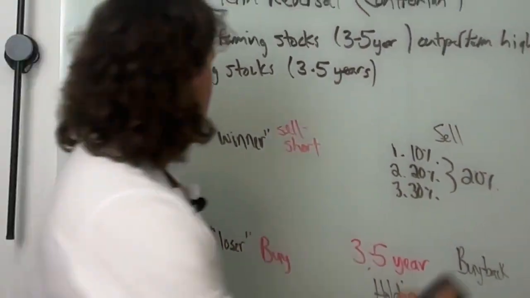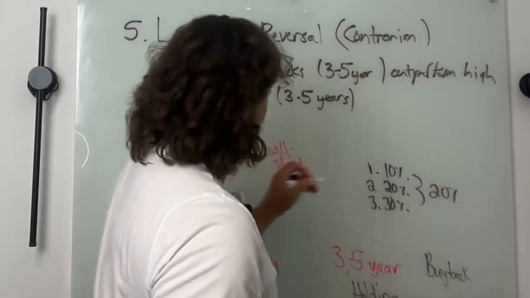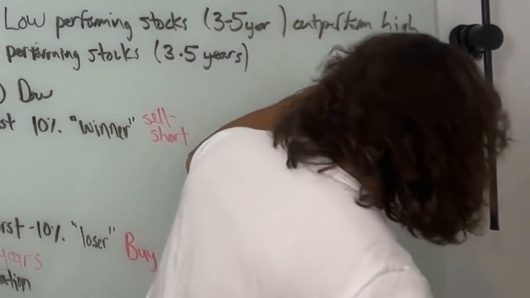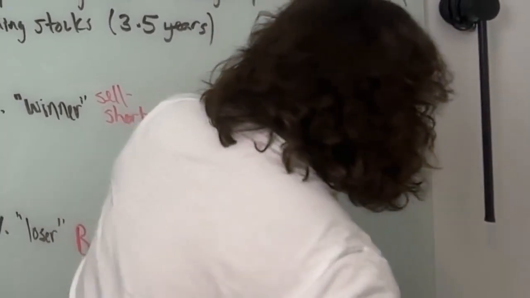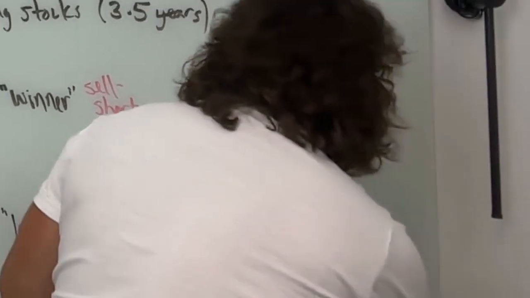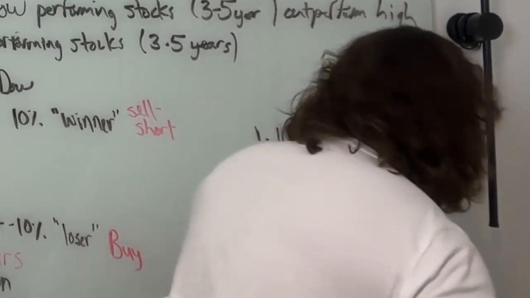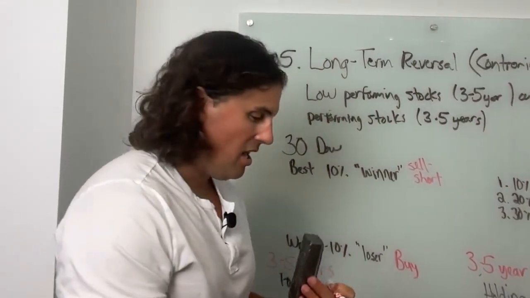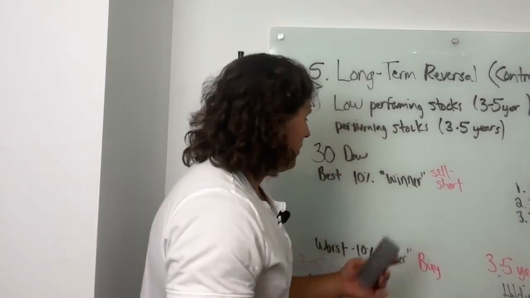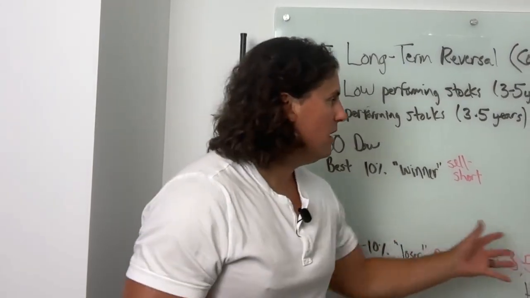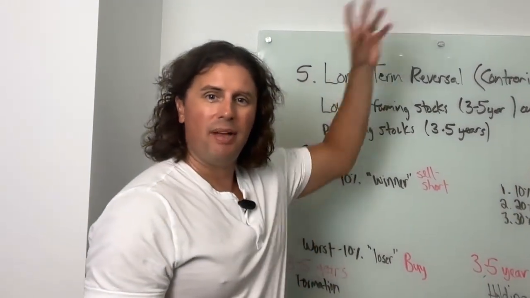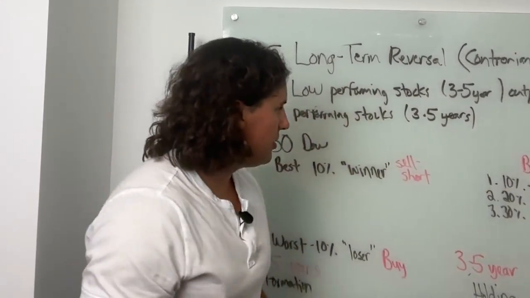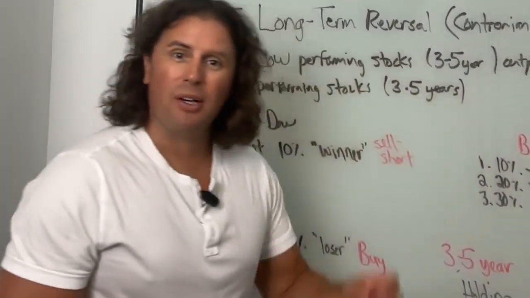And then after that, we buy back the stocks that we sold and we sell the stocks that we bought. And this has been shown to be a profitable strategy long term, that over time, the ones who've gotten beaten down will come back, and the ones who have been a little bit overvalued will, over the long 3 to 5 year term, come back down to earth.